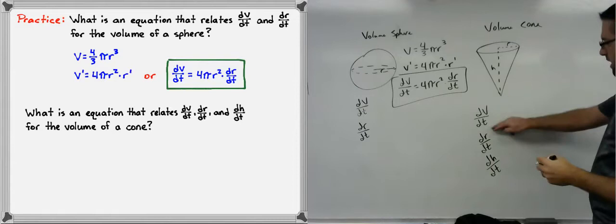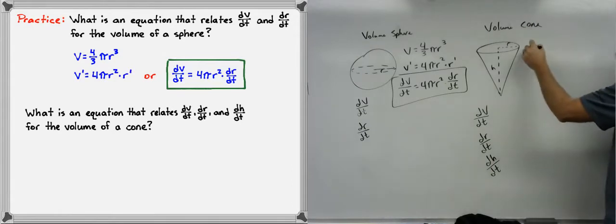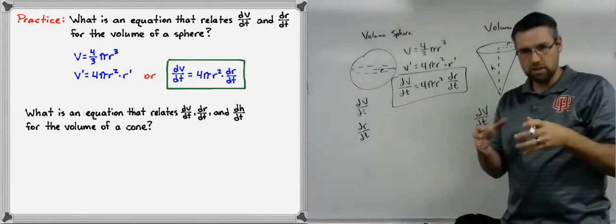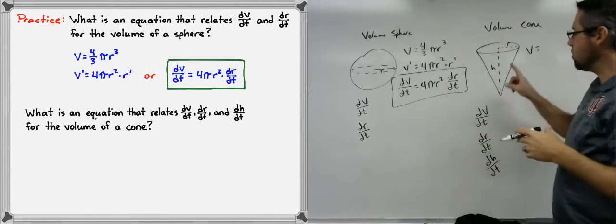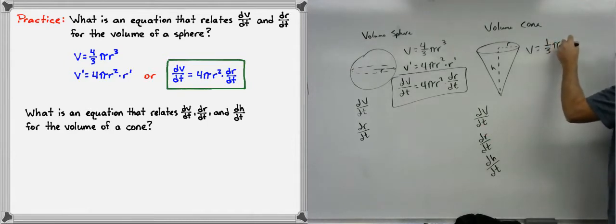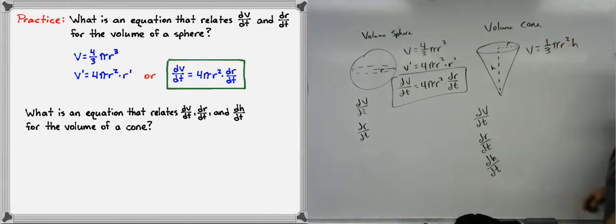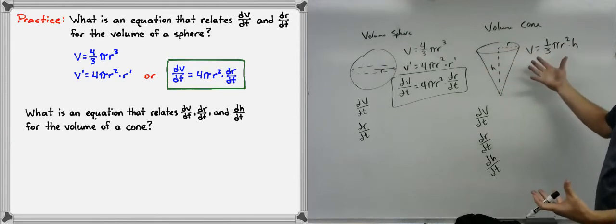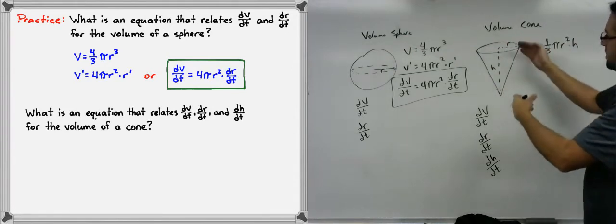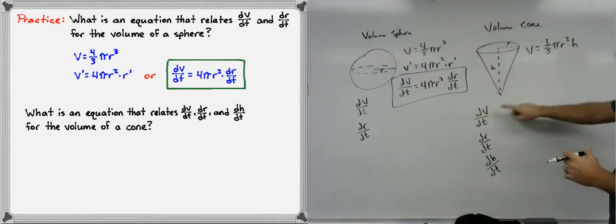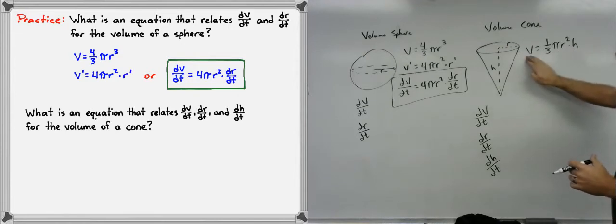So volume, radius, time. Well, what's the volume of a cone? The volume of a cone, if you remember, is the same as the volume of a cylinder, but it's 1/3 of it. So the volume of a cone is 1/3 pi r squared times h. Pi r squared, the area of the circle, times the height, gives you the volume of the cylinder, and then we divide it by 3 to get the cone. All right, well, v, r, and h are all functions of time, so keep that in mind.